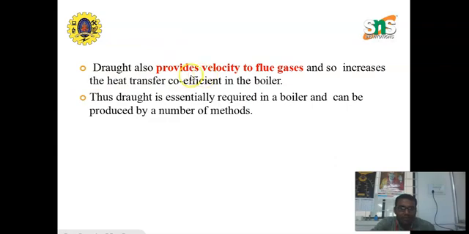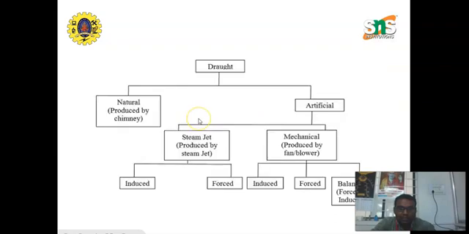Draught also provides velocity to flue gas and so increases the heat transfer coefficient in the boiler. Thus, draught is essentially required in a boiler and can be produced by a number of methods. There are two types. The first one is the natural method produced by the chimney, and the second type is the artificial method, by means of a steam jet or by mechanical means.